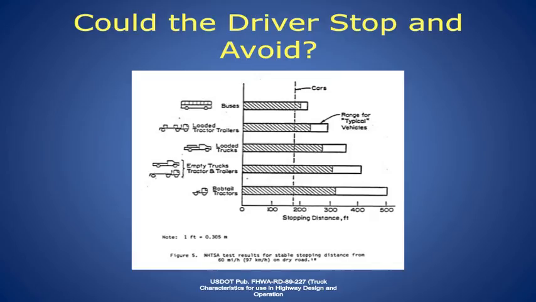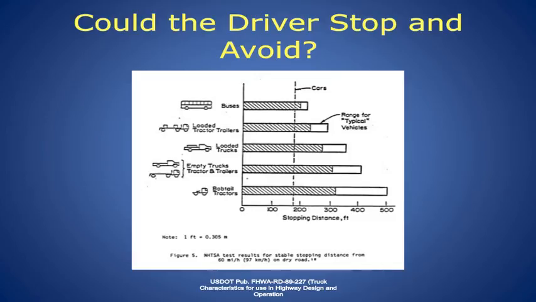Now the question becomes, could the driver stop and avoid a crash? So we have a chart here. This is based on some studies that were conducted by the National Highway Traffic Safety Administration. I'm not sure how long ago these studies were conducted, but in a nutshell, we have all these vehicles, say for instance, traveling at 60 miles per hour. They're on a dry roadway surface, and the chart indicates how long it's going to take each vehicle to come to a complete stop, and that's punching the brake.